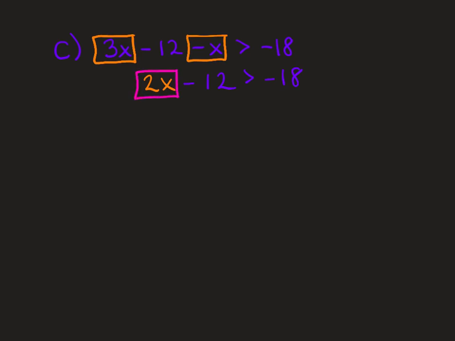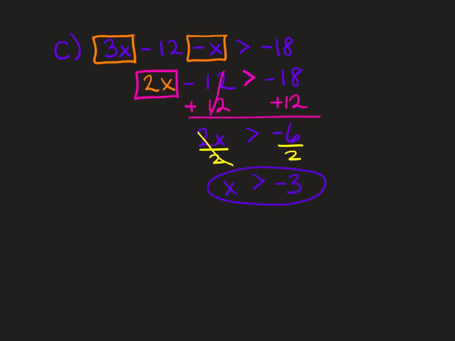I'm going to box in my x term. I notice there's a minus 12 on the same side, so I add 12 to both sides of the inequality. I get 2x is greater than negative 6. And my last step is to get x by itself, so I divide both sides by a positive 2. Since it's positive, my symbol stays the same, and I get x is greater than negative 3.